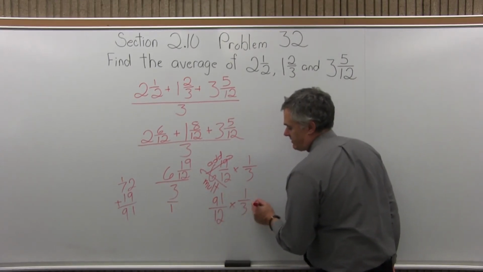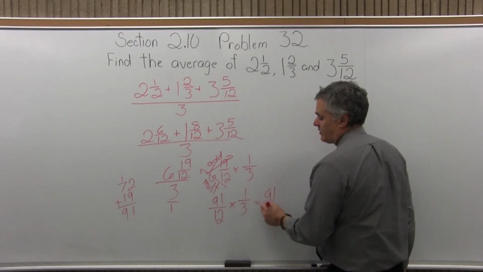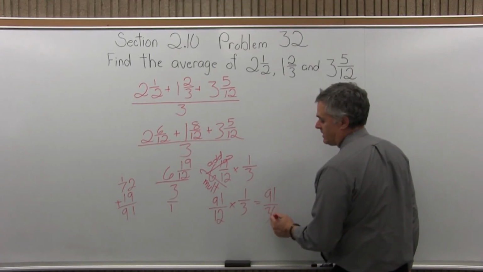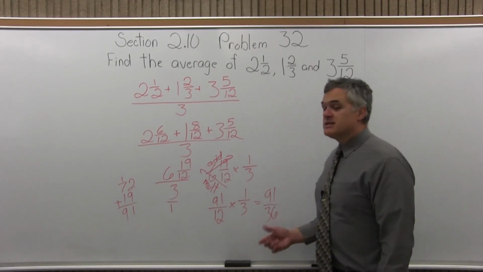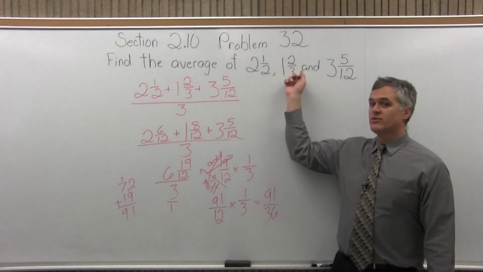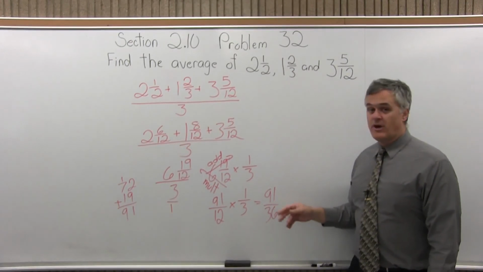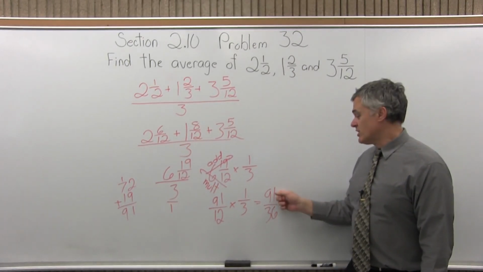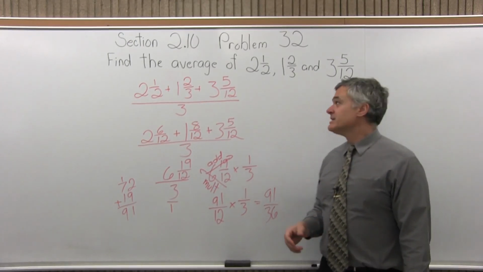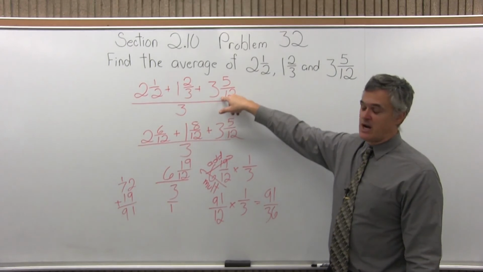So now I want to multiply 91 over 12 times 1 over 3. So multiply, top times top, 91 times 1 is 91. Denominator times denominator, 12 times 3 is 36. Now, that is an acceptable answer. 91 over 36 is the average of the original three fractions. Some math teachers are fine with you leaving it as an improper fraction, or in other words, a fraction where the numerator is larger than the denominator. Other teachers would prefer that you write it as a mixed number, something with a number and a fraction.